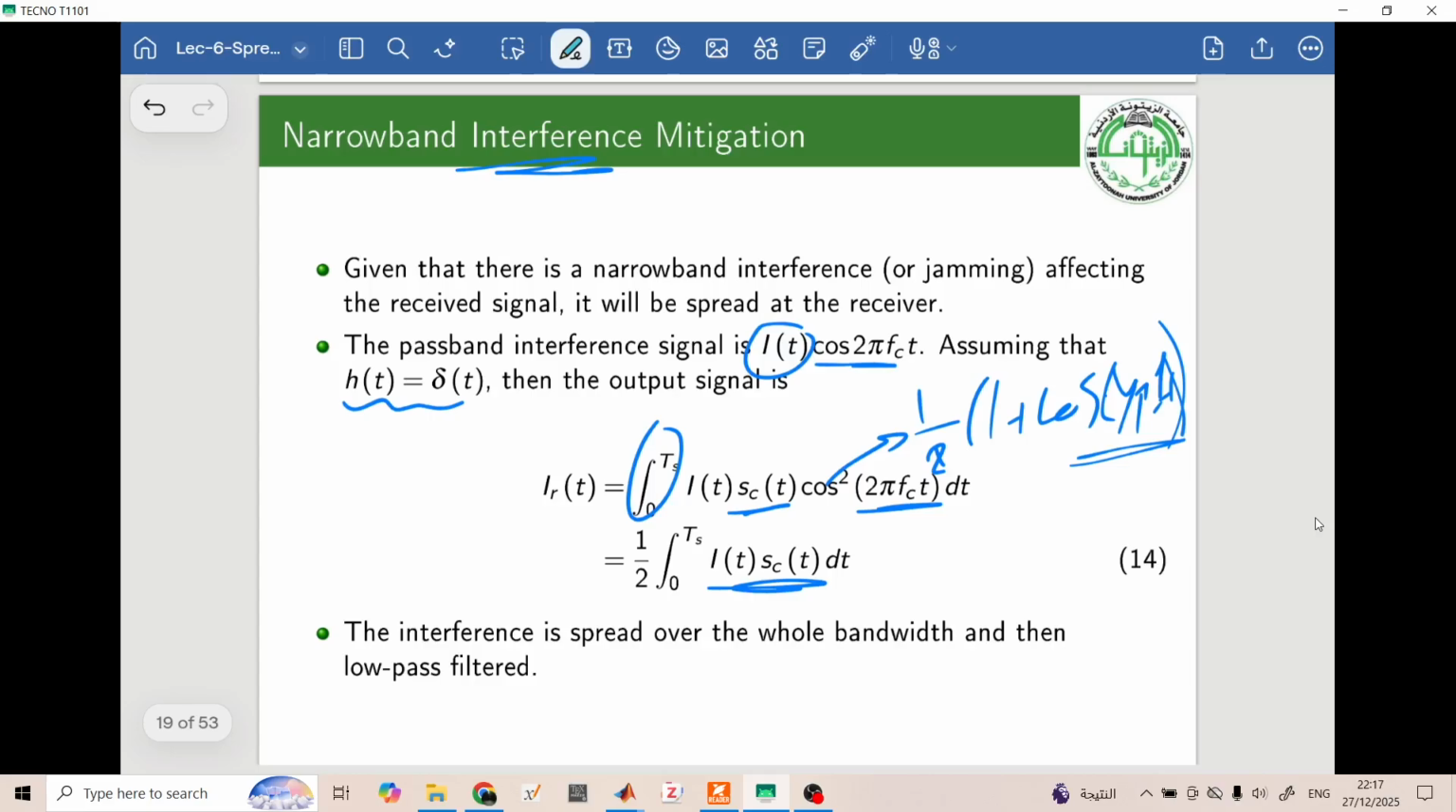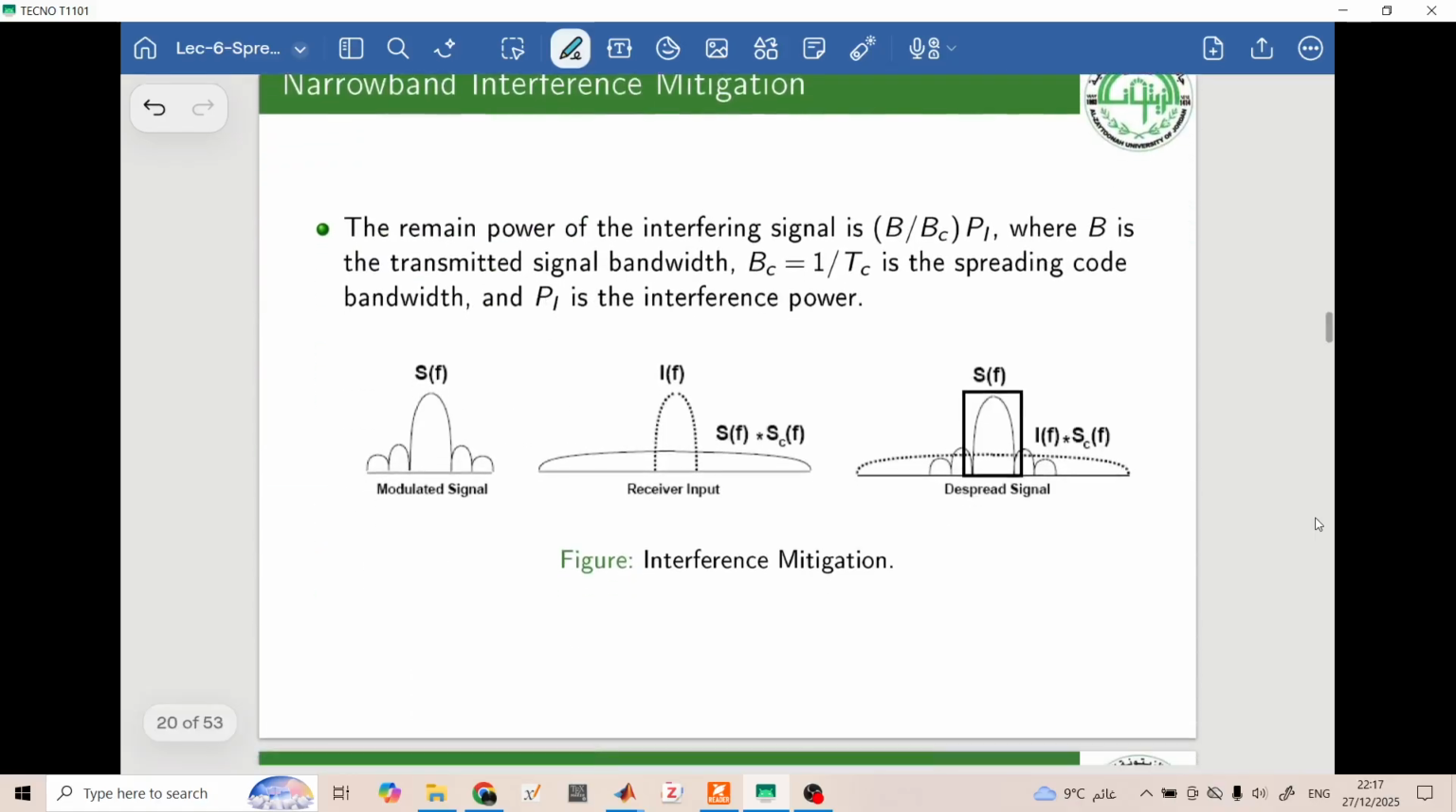So actually what we are doing is that we are spreading the narrowband noise and making it wideband noise, and then we are low pass filtering it. So the energy of the interference, firstly it will get spread across all the bandwidth, and then it will be filtered out or cut due to the matched filtering or low pass filtering effect.